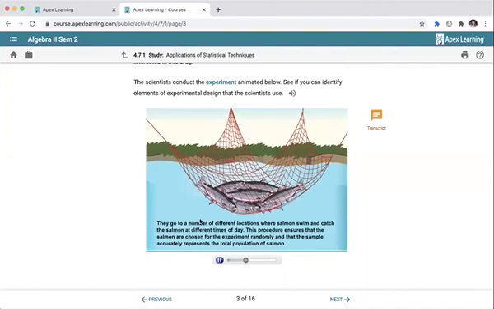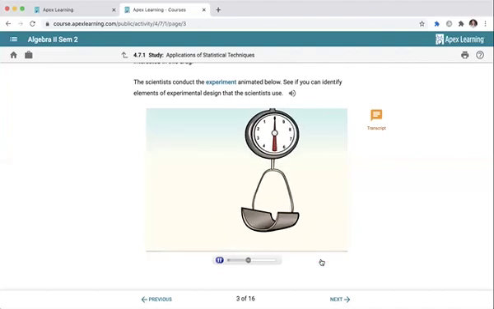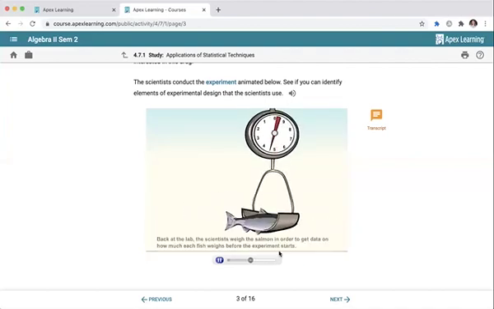All right, then it says they go to a number of different locations where salmon swim and catch the salmon at different times of day. This procedure ensures that the salmon chosen for the experiment are chosen randomly and that the sample accurately represents the total population, right? So again, totally different locations. So they weren't just looking at maybe one part of a stream, okay? And then they also picked at different times of the day, maybe because larger fish come out at different times, who knows? All right, so that's good that they did it randomly here.